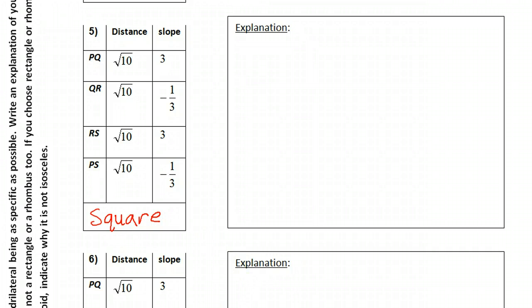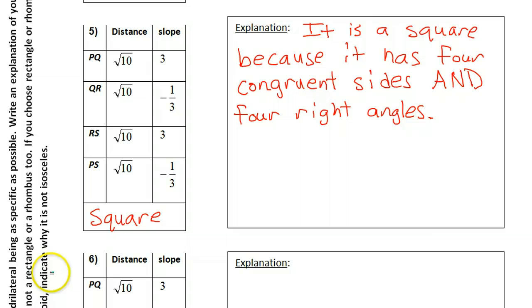Now it's time for the explanation. And here's your explanation. It is a square because it has 4 congruent sides and 4 right angles. That's just the definition of a square. That's the easiest thing to do.